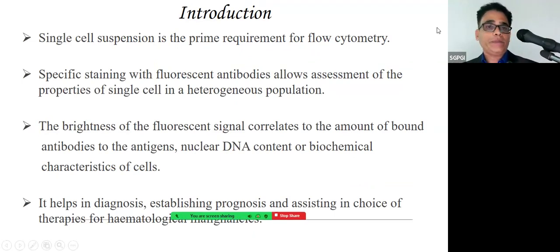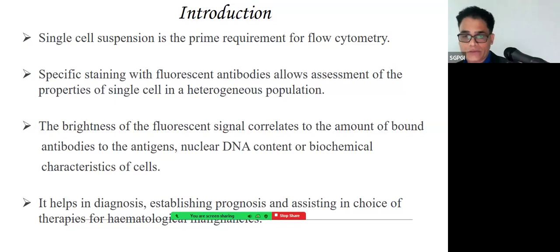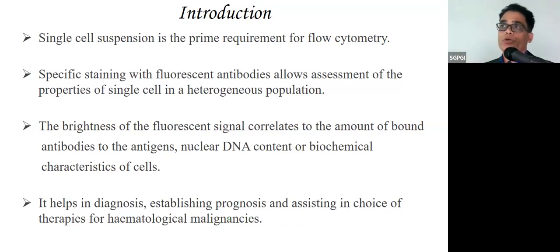It requires specific staining with fluorescence antibodies, which allows assessment of the properties of single cells in heterogeneous populations. The brightness of the fluorescence signals correlates to the amount of bound antibodies to the antigens, nuclear DNA content or biochemical characteristics, which require the fixing protocol.